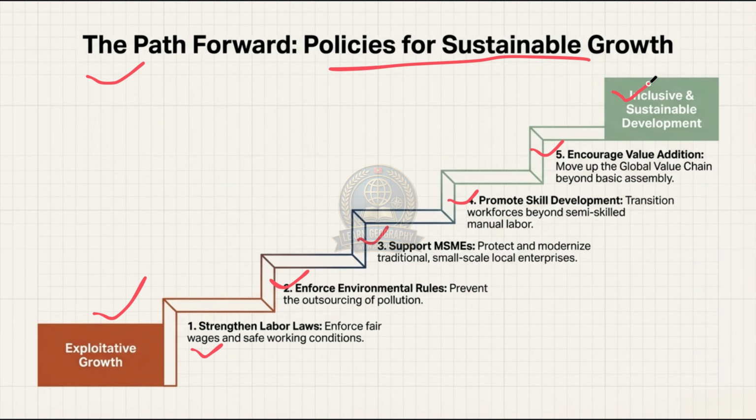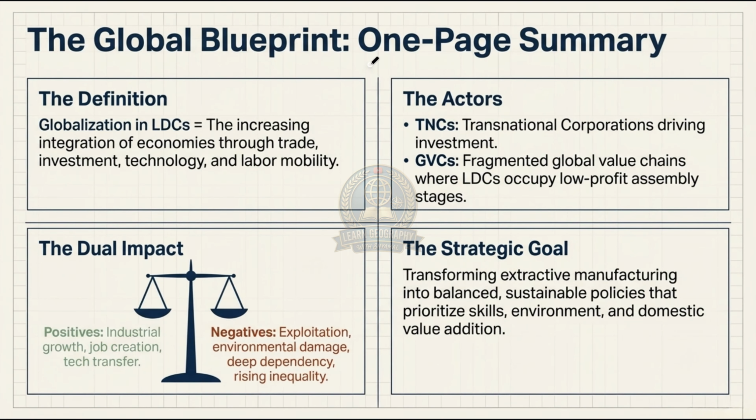Okay, finally we reached inclusive sustainable development. The global blueprint, one-page summary. The definition of globalization in LDCs: the increasing integration of economies through trade, investment, technology and labor mobility. The actors: TNCs, transnational corporations driving investment, and GVCs, fragmented global value chains where LDCs occupy low profit assembly stages.